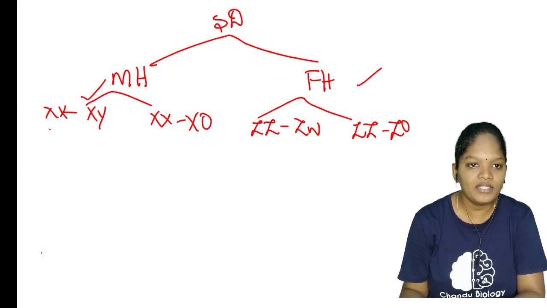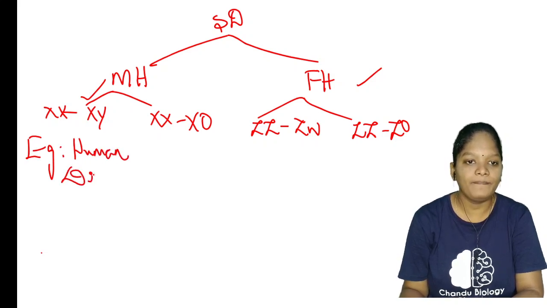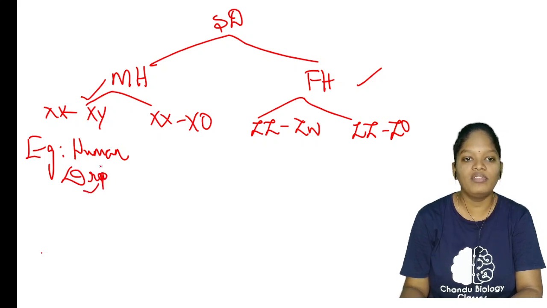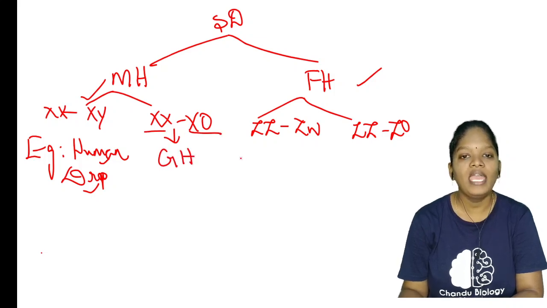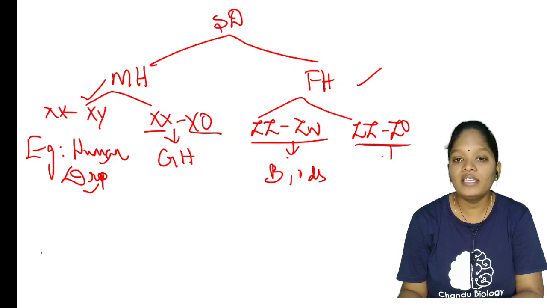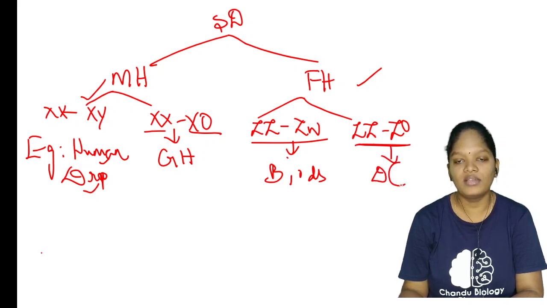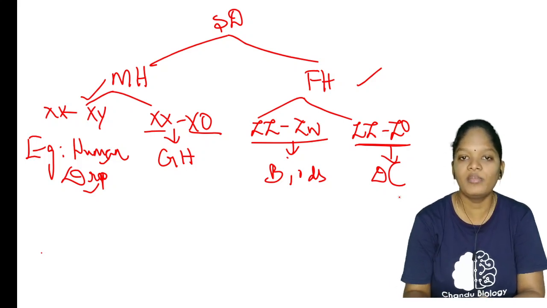Here, the best example for this will be humans, as well as Drosophila, the fruit fly. The example for XX-XO will be the grasshopper. ZW will be the birds, and ZZ-ZO will be the domestic chickens. There are also some other examples, kindly go through them. I'll take one example for your better understanding.